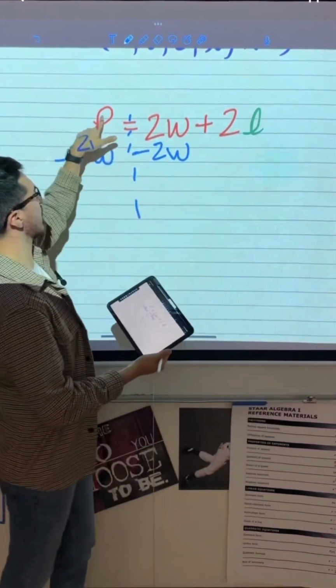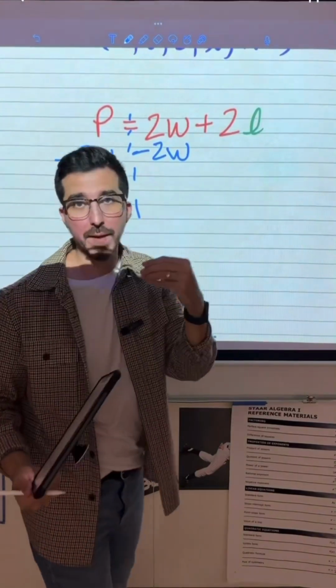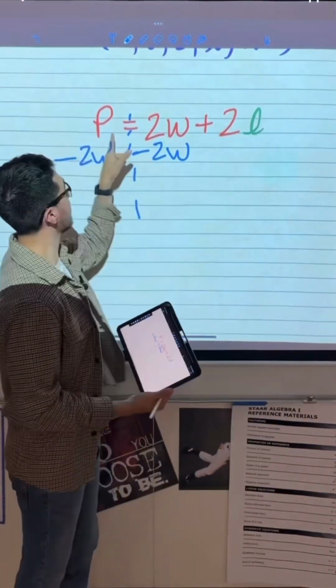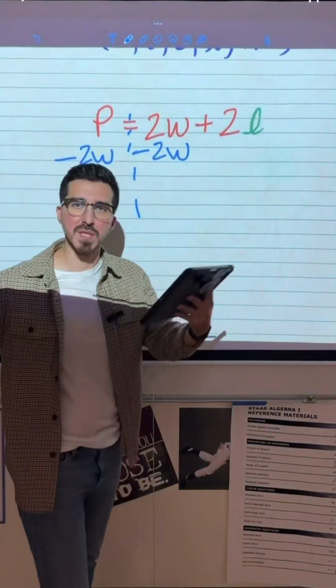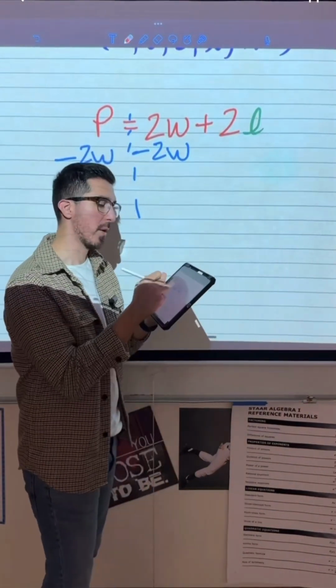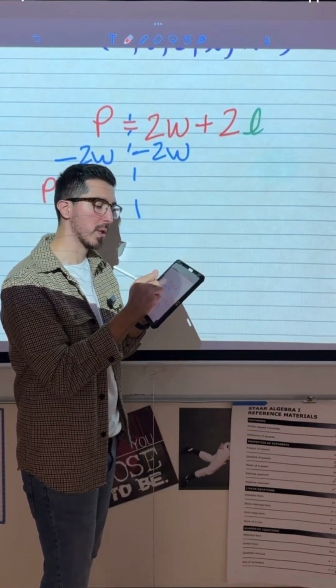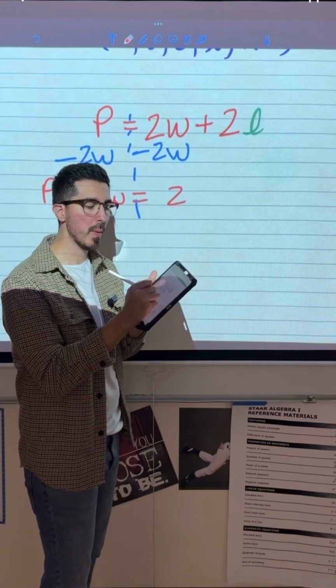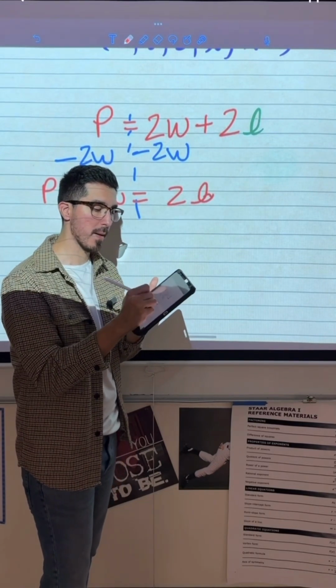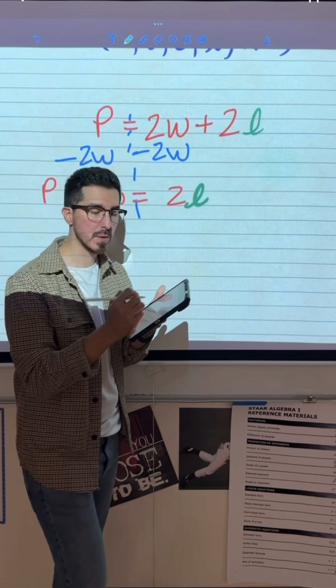Next, what do we have left here? Are these like terms? Meaning, do they have the same variable attached? No. Here's a P and here's a W, so those are not like terms, so they just get pushed together on the same side. So now we got P minus 2W is equal to 2L. Recolor it green. Bam. 2L.